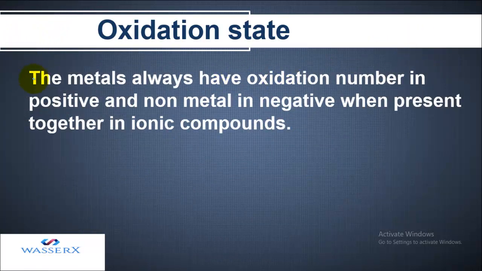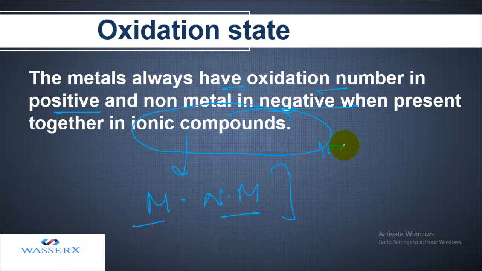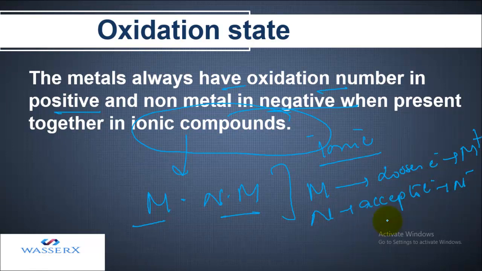Another point is, metals always have a positive oxidation number, and non-metals have a negative one, whenever they are present in an ionic compound. We know that an ionic compound is formed when metal and non-metal combine with each other. And in these compounds, the ionic bond is present. And how is the ionic bond formed? It is formed when metal loses electrons, right? And after losing, it acquires a positive charge. And a non-metal accepts the electron, and after accepting, it acquires a negative charge.